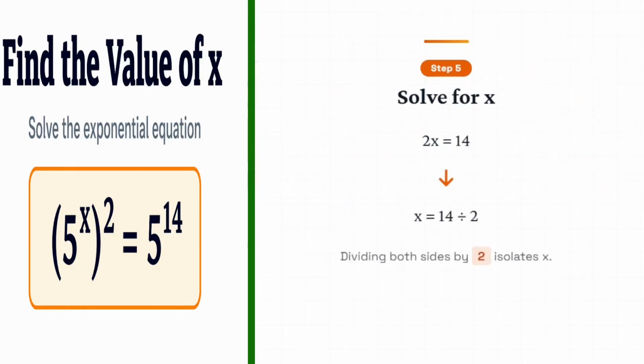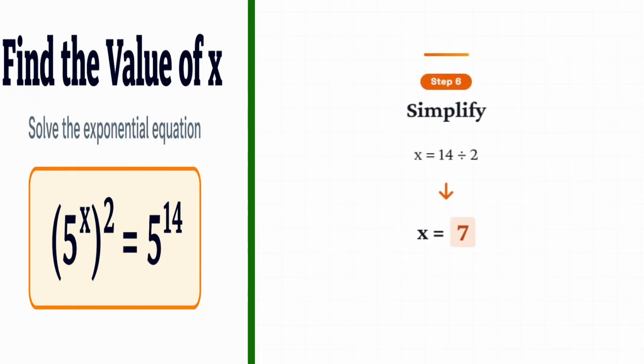Step 5. Solve for x. We now have the simple linear equation 2x = 14. To isolate x, we divide both sides of the equation by 2. This gives x = 14 divided by 2.